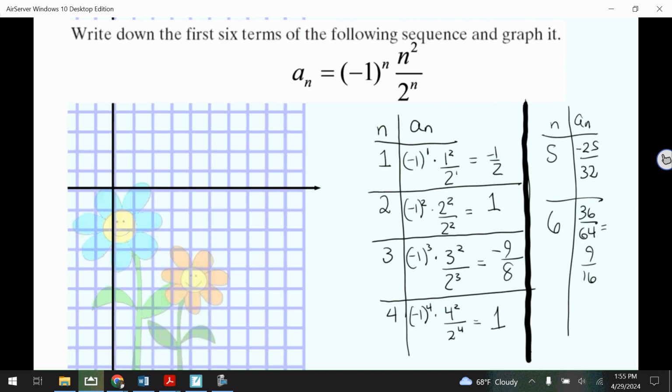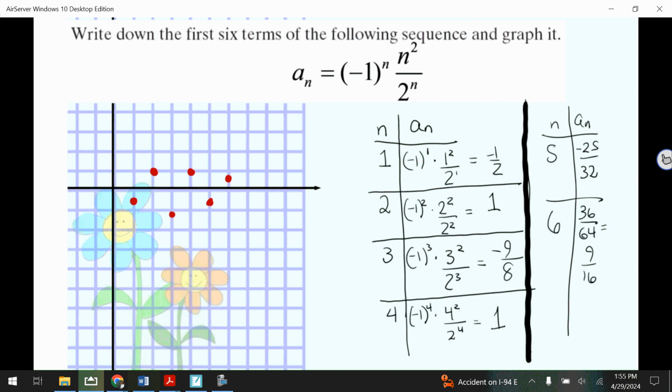So now I'm going to graph each of these. Maybe I'll use red so it shows up nice. So for n equals 1, a sub n, which we're going to graph on the vertical axis, is -1/2. And then 2 comma 1, 3 comma -9/8, 4 comma 1, 5 comma -25/32. We'll just call it right here. And then 6 comma 9/16. That's very close to 1/2.